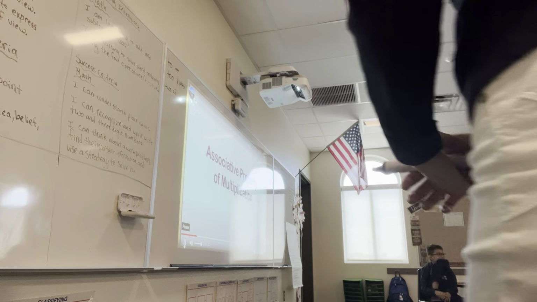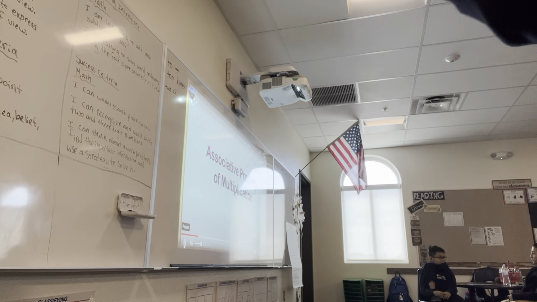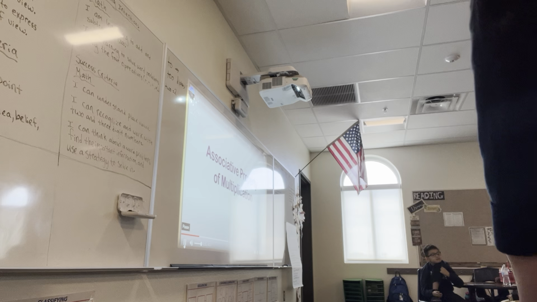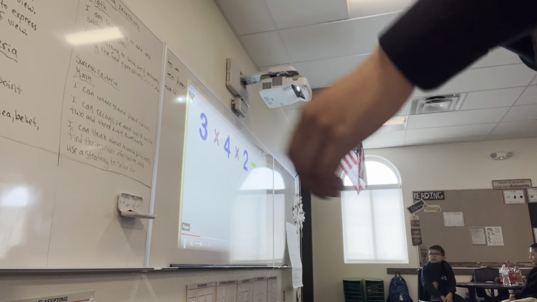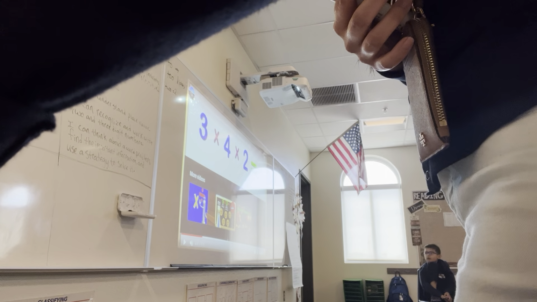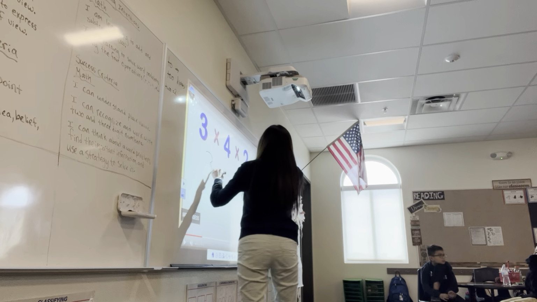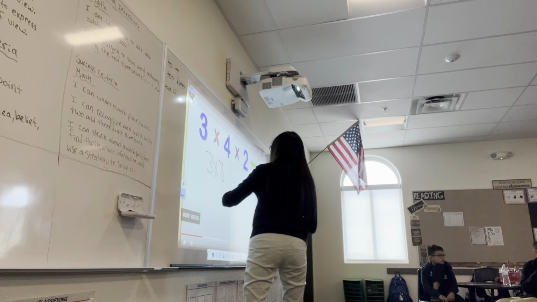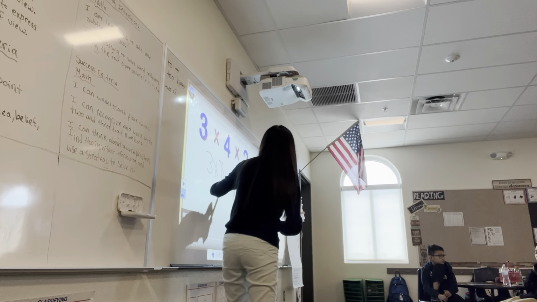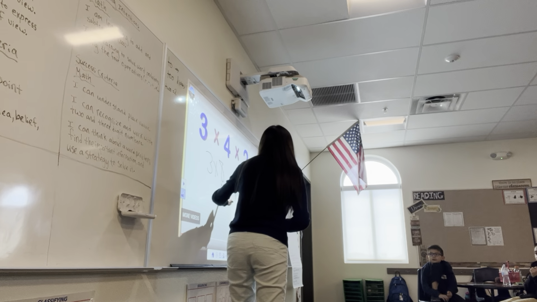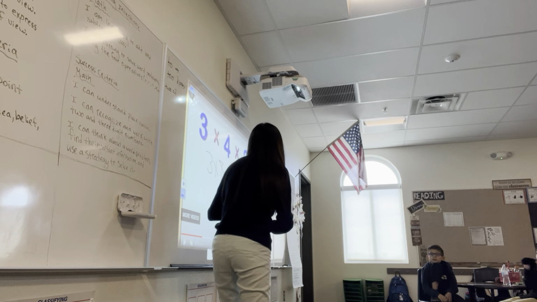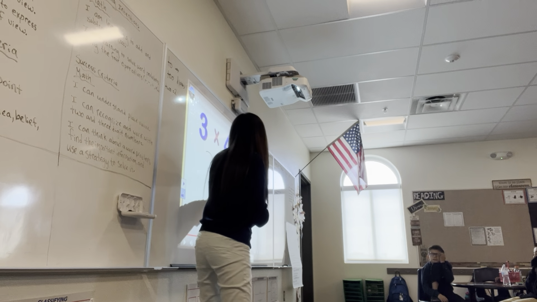The associative property of multiplication says when you are multiplying several digits, you can regroup or reorder the numbers and the product will stay the same. Here we have an example of this concept. 3 times 4 times 2. So the problem is asking 3 times 8, but here it is telling me that 8 breaks into 4 times 2. We have to see what times what equals 8.